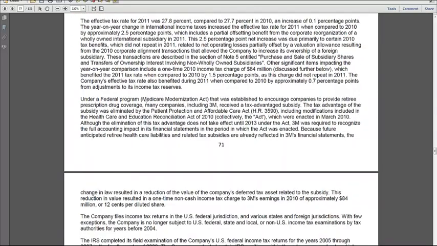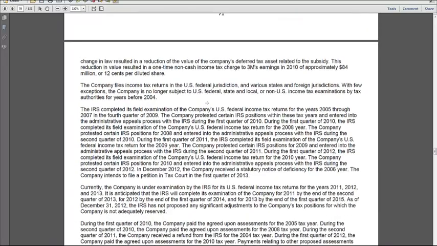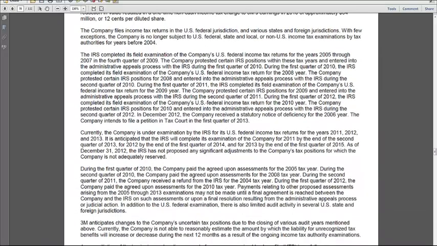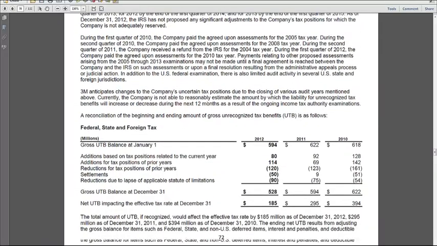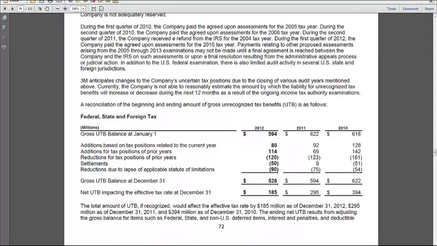So if you want to read about the Medicare Modernization Act, there you go. There's a whole paragraph on that. But I'm running out of steam, and I'm going to wrap up here before I get to the unrecognized tax benefits, which I do not want to talk about.